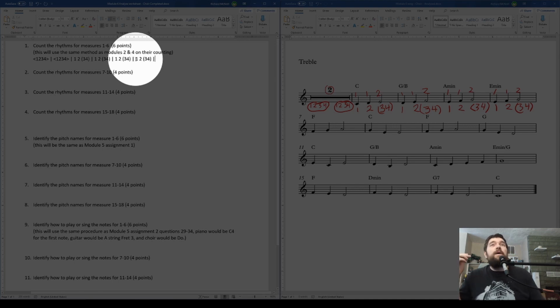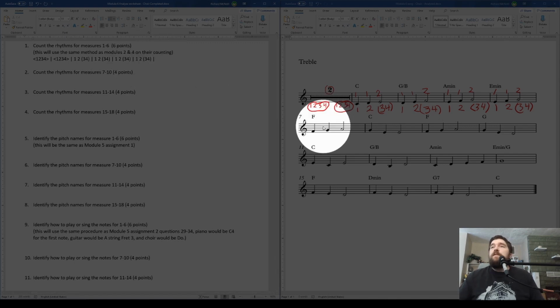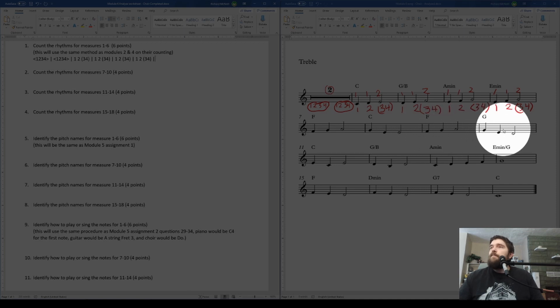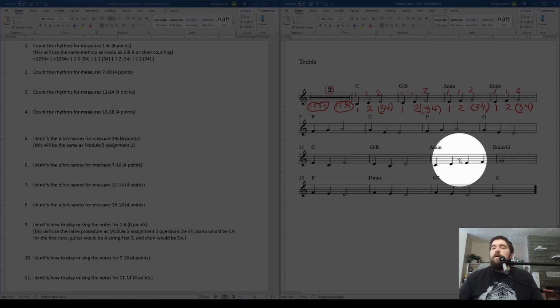Okay, and that's all there is to question 1. I'm going to take a look over here. Measures 7, 8, 9, and 10 are all the same rhythms. 11 and 12 are the same, 13 is different, and 14 is different. So let's take a look at measures 13 and 14. On measure 13, instead of 2 beats, we have 1 beat there and 1 beat there.